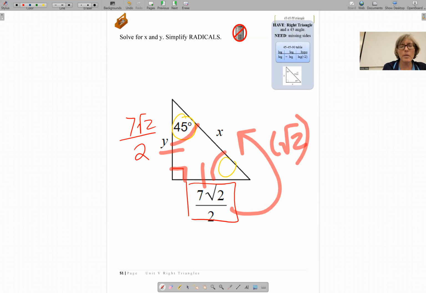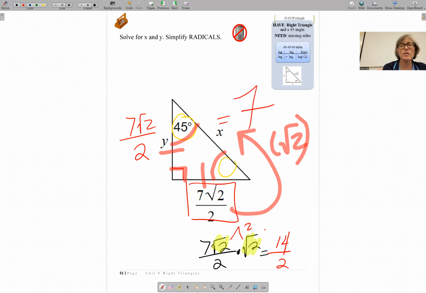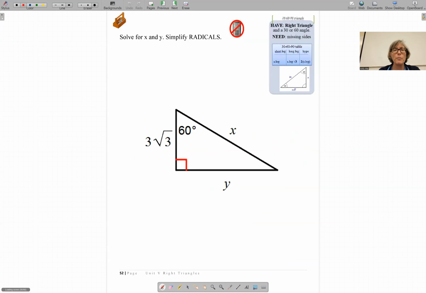Then we take this times root 2. In the margin, 7 root 2 over 2 times root 2. Root 2 times root 2 is 2. So 7 times 2, that's 14 divided by 2. This x is 7. 45, 45, 90, leg, leg root 2.